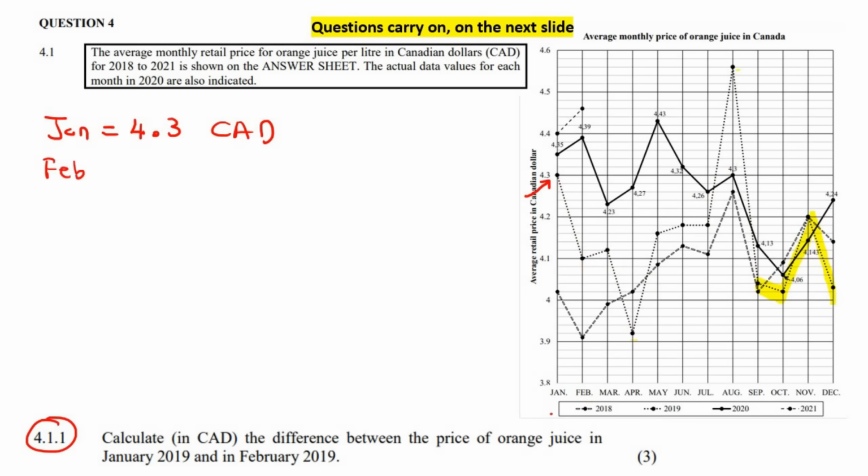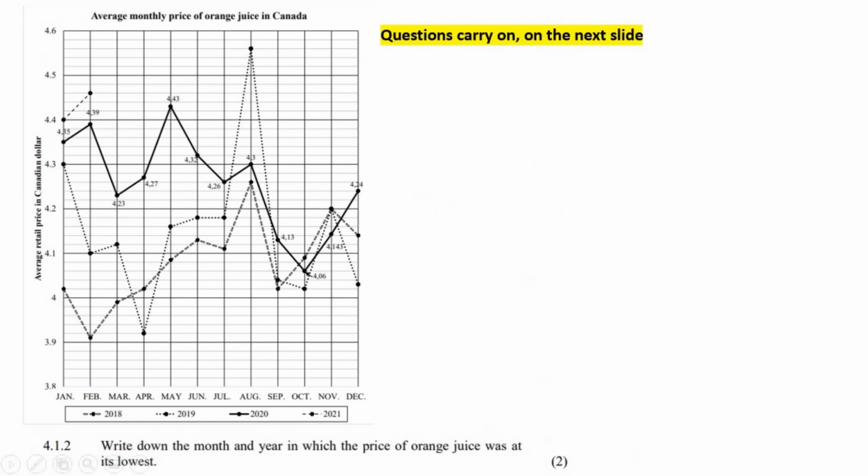So Feb, 4.1. Now you just need to subtract them because they just want to know the difference, and that'll be 0.2 Canadian dollars. Now technically you never want to leave a price with one decimal like that, so you'd actually just say 0.20 Canadian dollars.